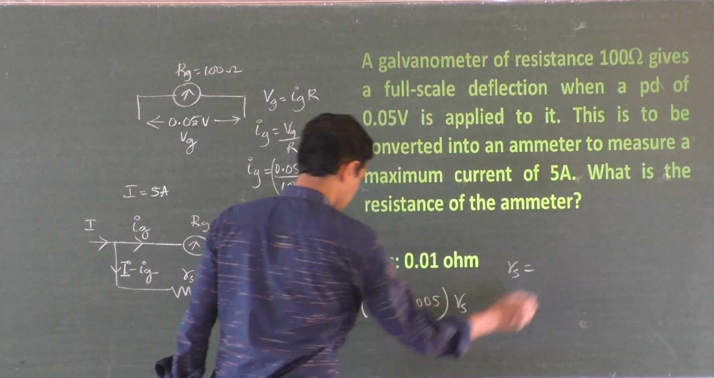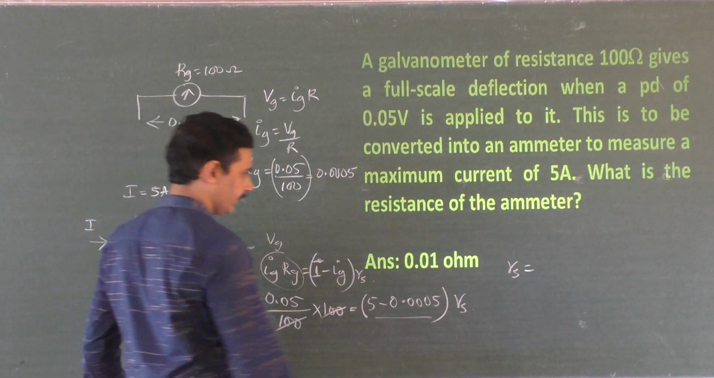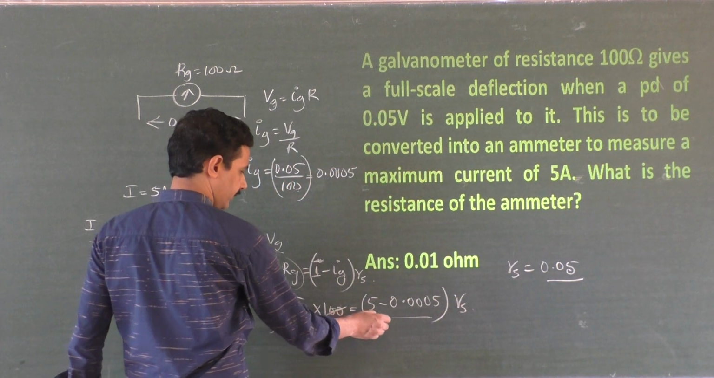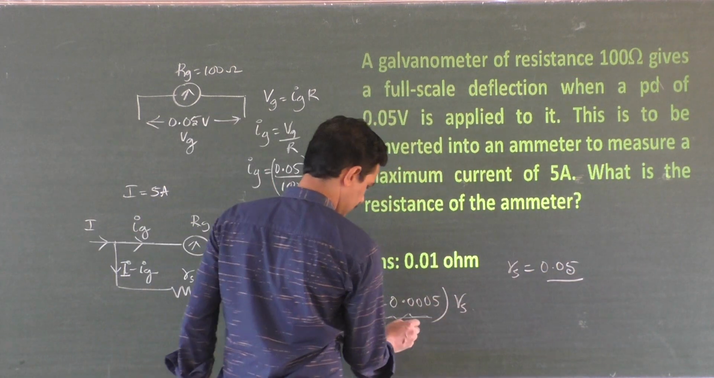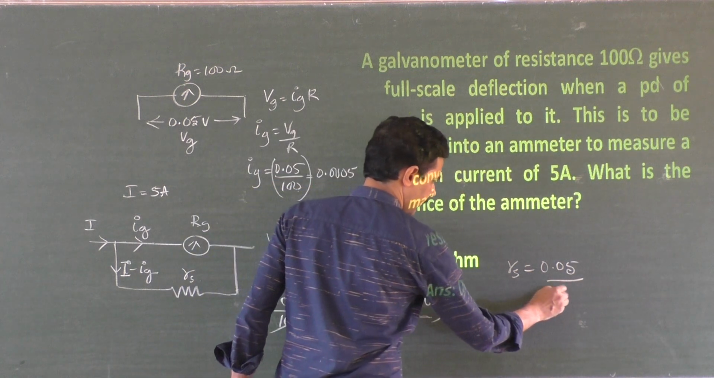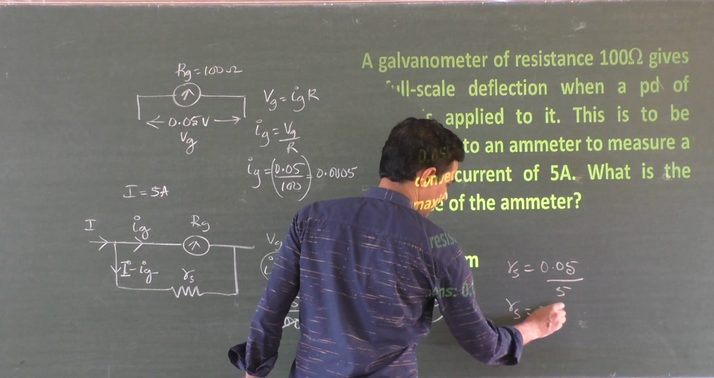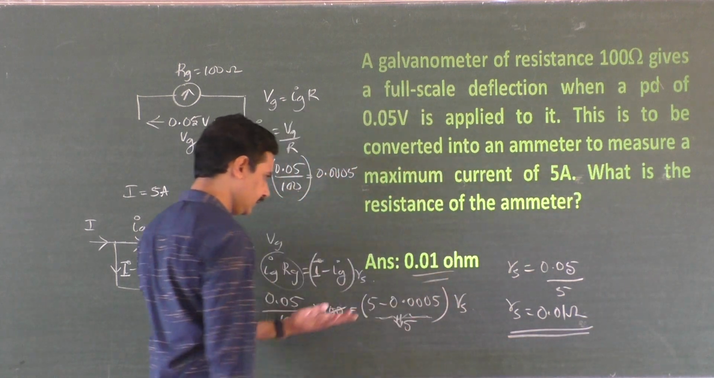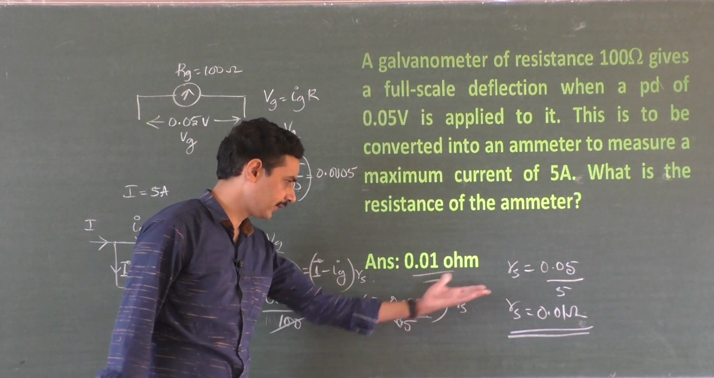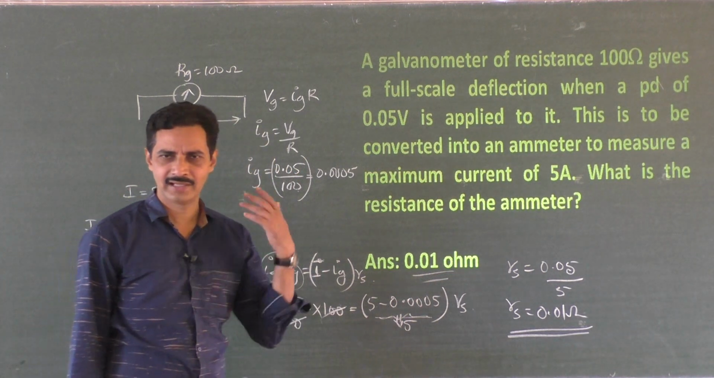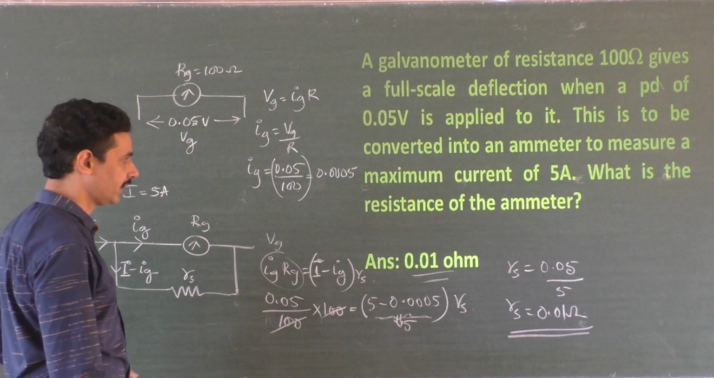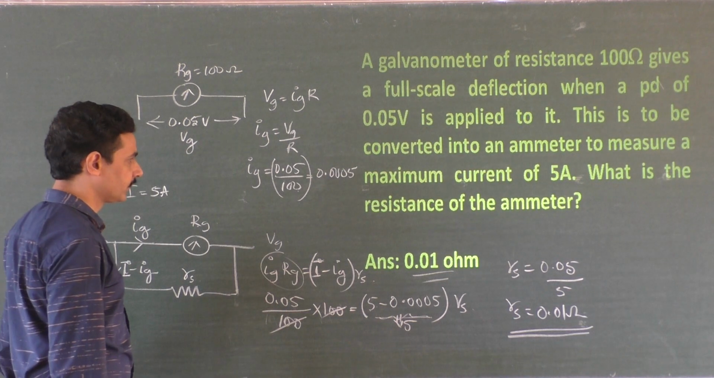So what is Rs? Rs is equal to 0.05 divided by this almost 5, right? This is almost 5, so 5. Rs is equal to 0.010. That's what you have. Even if you divide it by 4.9995, you will get almost 0.0099. So that is almost your same answer. So that is the shunt resistance required to convert it into an ammeter of range 5 amperes.